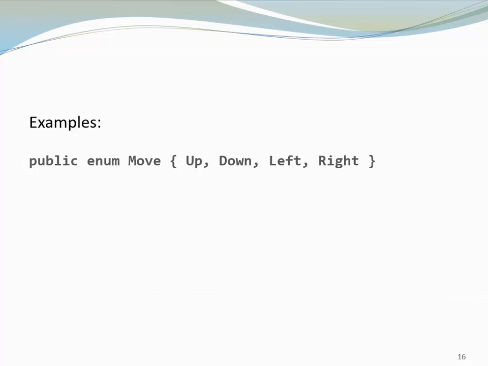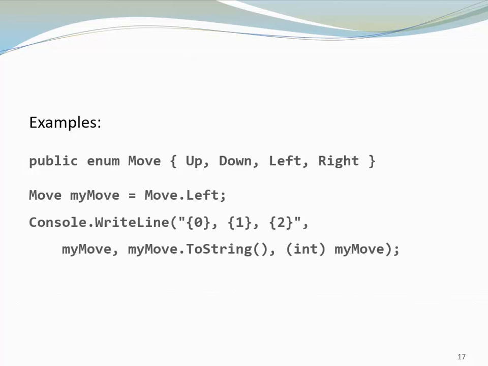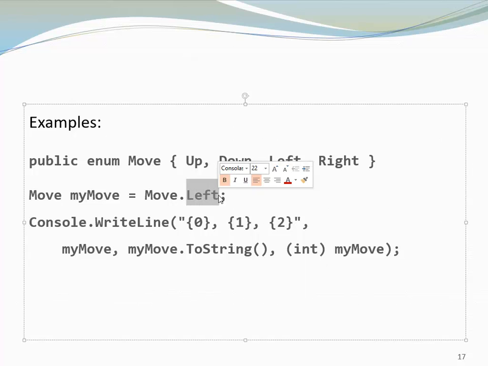Here is an example. I have a public enum, move, with up, down, left, and right. And in order to access one of those different choices, I use the dot operator, and I'm using one of those enum constants. And I can assign it to a variable of my enum type. I can also print the enum. Here I am printing my enum 3 times.